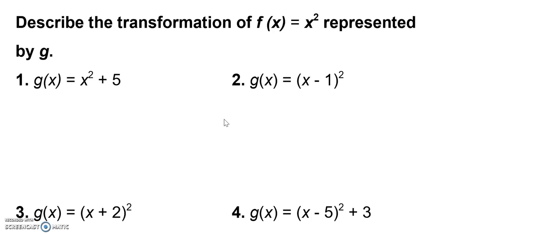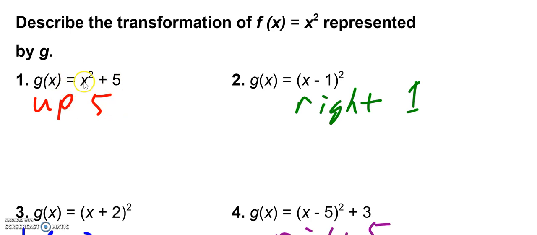And I want you to describe the transformation of each. So pause the video and do that. Unpause when you are ready to confirm your answers. Okay, so the first one here, g of x, we have x squared plus 5. So the plus 5 is not in what we call the parent function. Remember, the parent function is x squared. So since this is outside, it's going to go up 5.